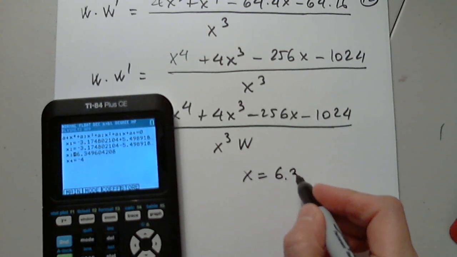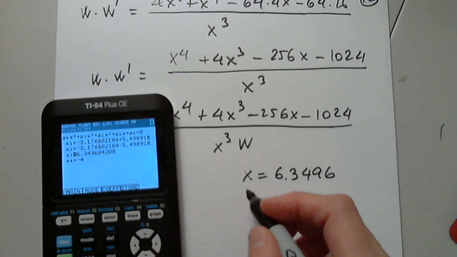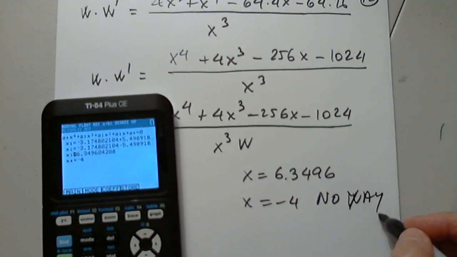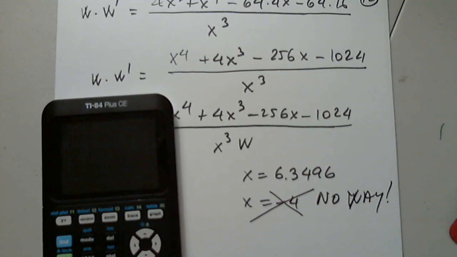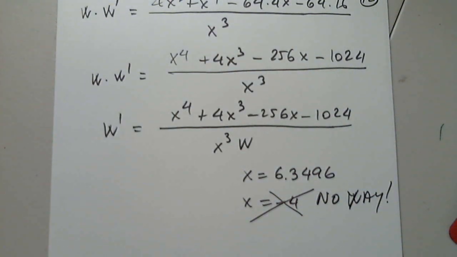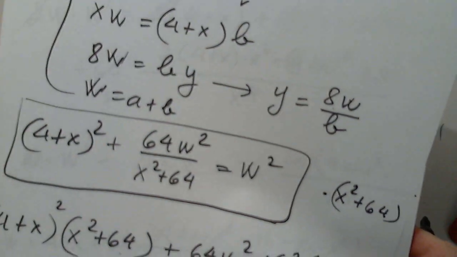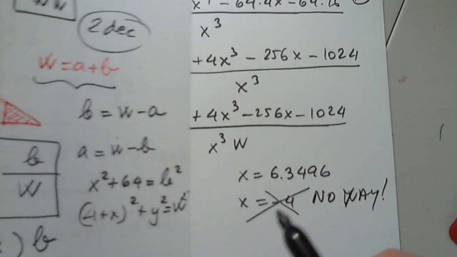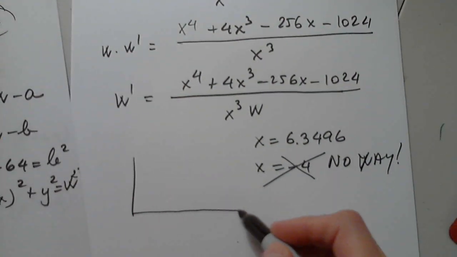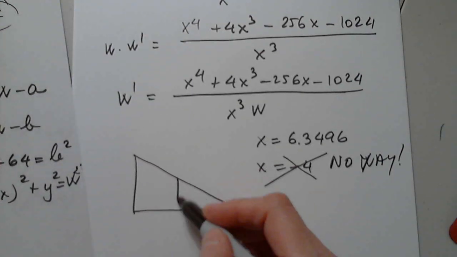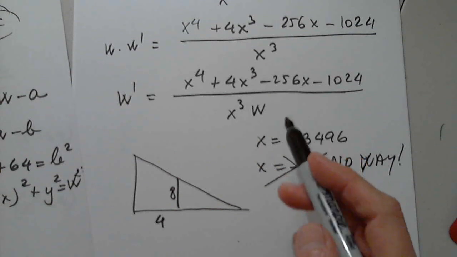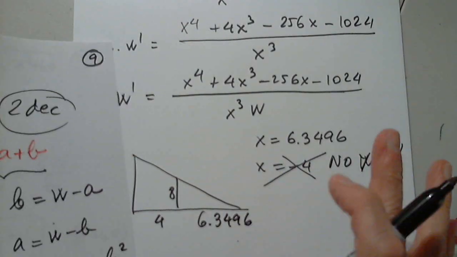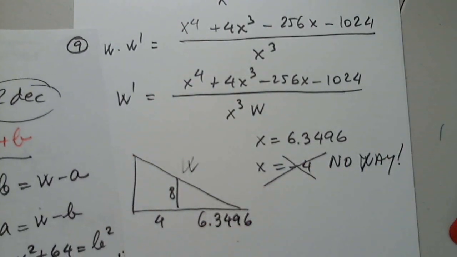One x is 6.3496. And the other x is negative 4. No way. We're talking about x here. It cannot be negative. Okay, 6 pages ago, where's my graph? I don't even remember what x was. Okay, so my x is this, 6.3496. Okay, this is far from over because we are talking about w.